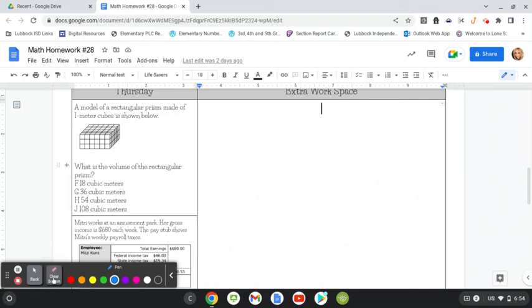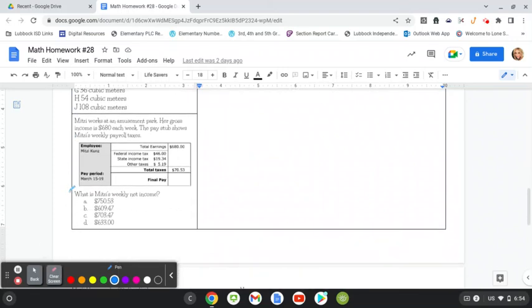And last problem. Mitzi works at an amusement park. Her gross income, that's before taxes, remember, that's all the fish in the sea. The pay is $680 each week. The pay stub shows her payroll taxes.